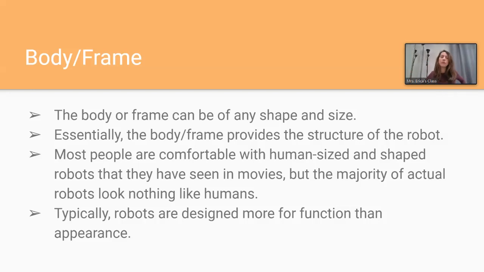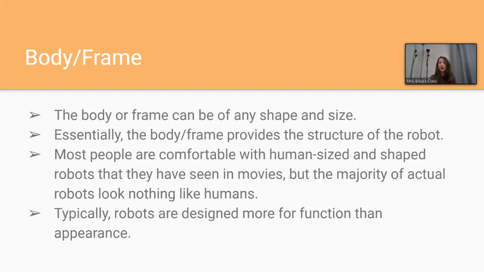And robots can really, their body or frame can be any shape or size. And we've looked at a lot of different robots now at this point. So you guys should have a pretty good visual idea that robots look really different from each other, right? There are some that look like humans, but there's some that look like cars. There's some that look like little boxes, right? They have so many different shapes and sizes.